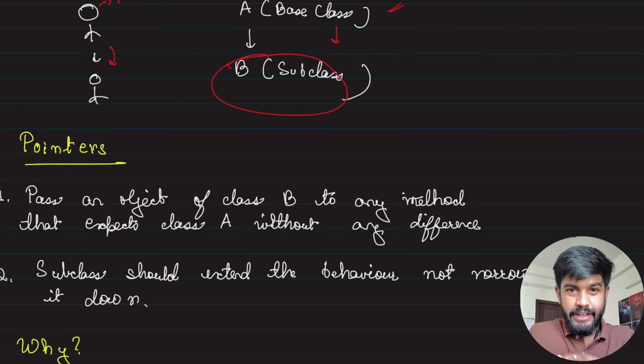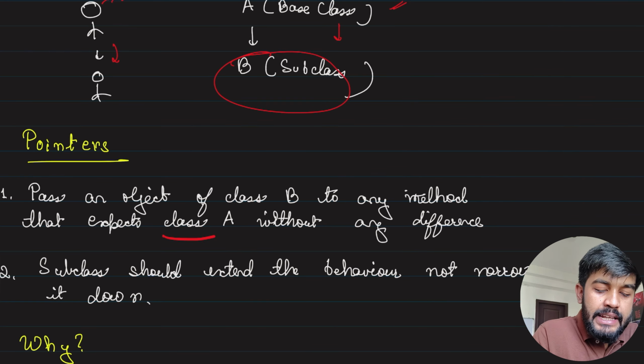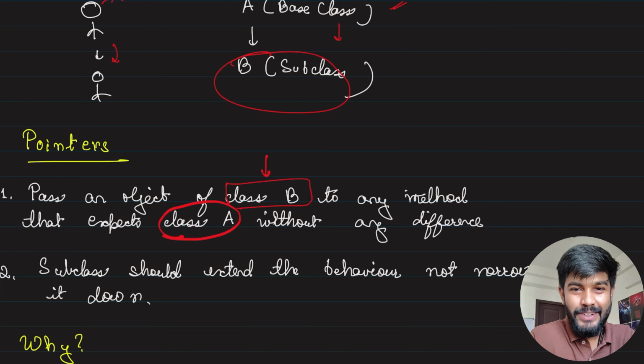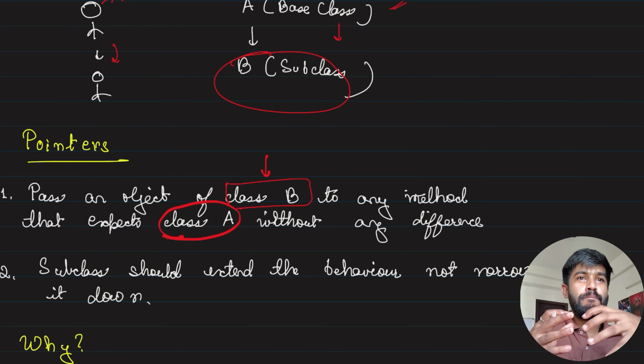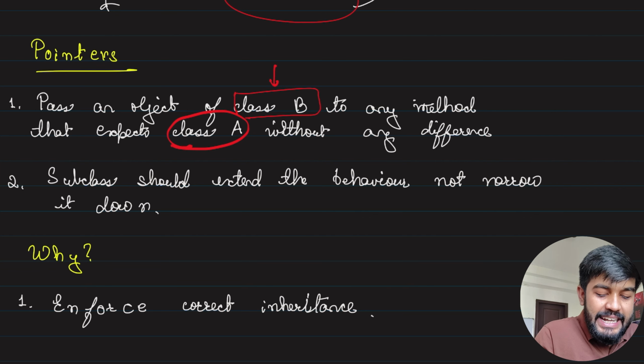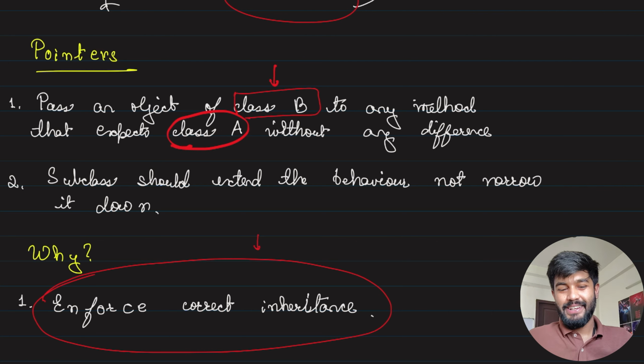Again, in a more descriptive manner, any method which expects class A should also be able to accept class B. Now why does this exist in the first place? Why do we only need to broaden the functionalities but not narrow them down? Because that is the correct form of inheritance, and this principle exists to enforce correct inheritance.